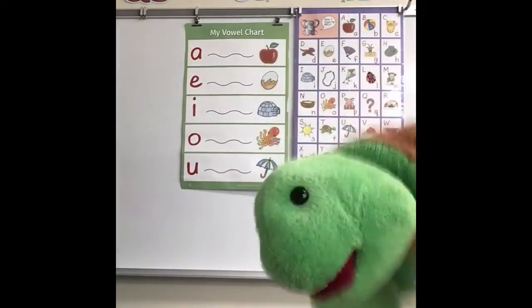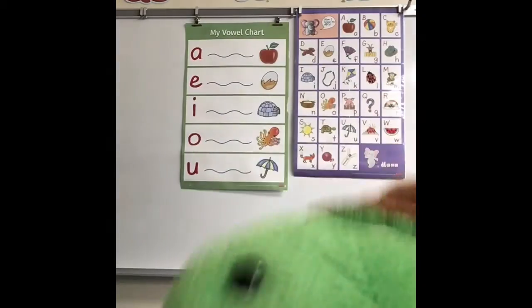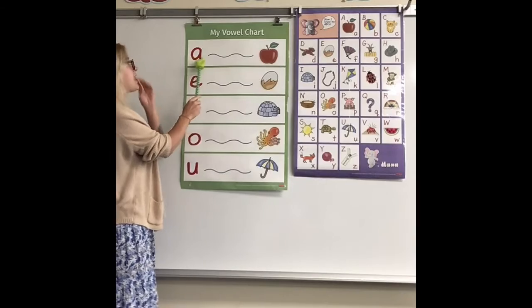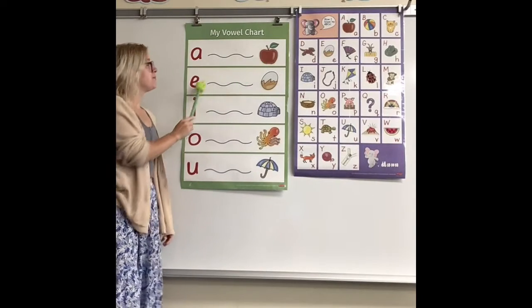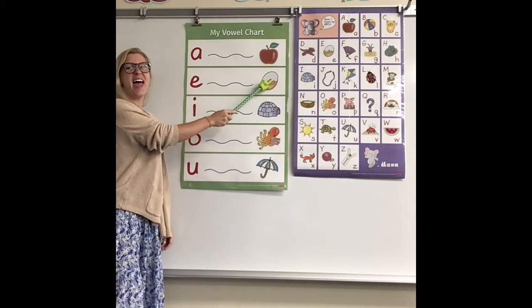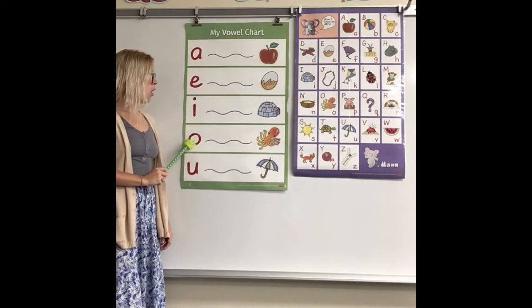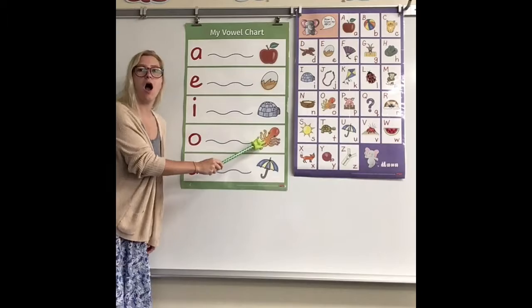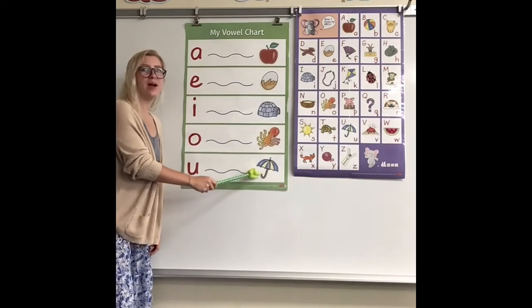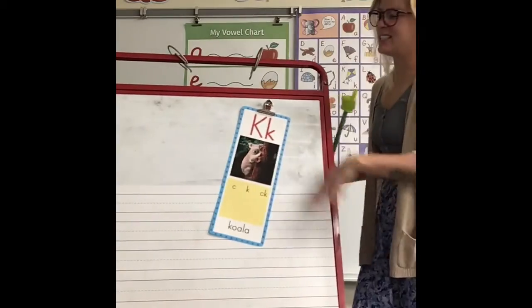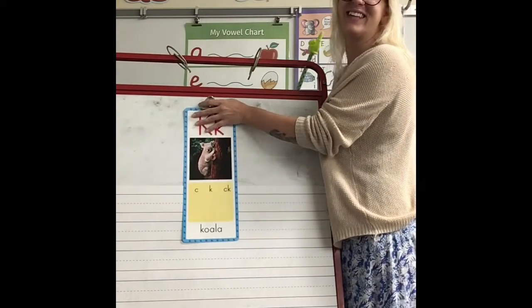It's time for Fast Phonics. Let's look at our vowels and say the names and sounds. A, apple, E, egg, I, igloo, O, octopus, U, umbrella. Now we can look at our letter of the day, which is still the letter K.